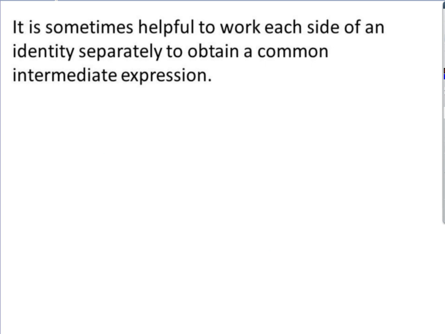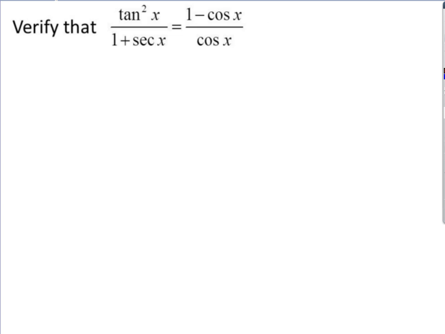It is sometimes helpful to work each side of an identity separately to obtain a common intermediate expression. So sometimes both sides don't look very pretty, so we can work on both sides at the same time and just try to make both sides look like the same thing.